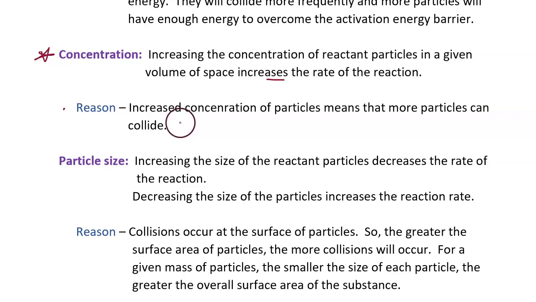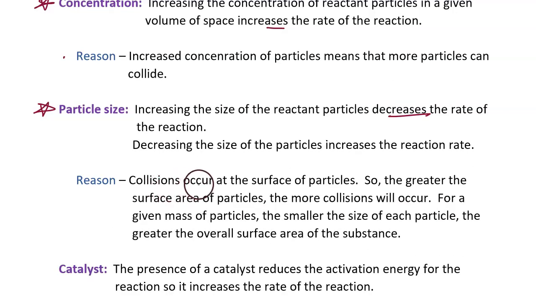A third factor that can affect the speed of a reaction is particle size. Increasing the size of the reactant particles decreases the rate of the reaction. Decreasing the size of the particles increases the reaction rate. Here's the reason. Collisions occur at the surface of particles. So the greater surface area of particles, the more collisions will occur. For a given mass of particles, the smaller the size of the particle, then the greater the overall surface area of that substance is.